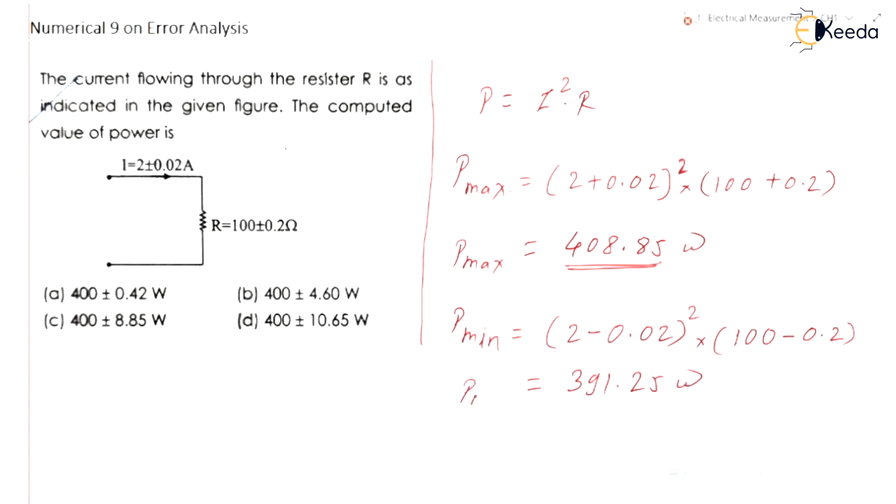This is the P mean. So can we write, yes, therefore power is equal to, yes, it is varying in between maximum and the minimum. So in terms, we can write it as 400 plus or minus 8.85 watt. You can check 400 plus or minus 8.85. Okay, so you will be getting these values only, Pmin and Pmax.